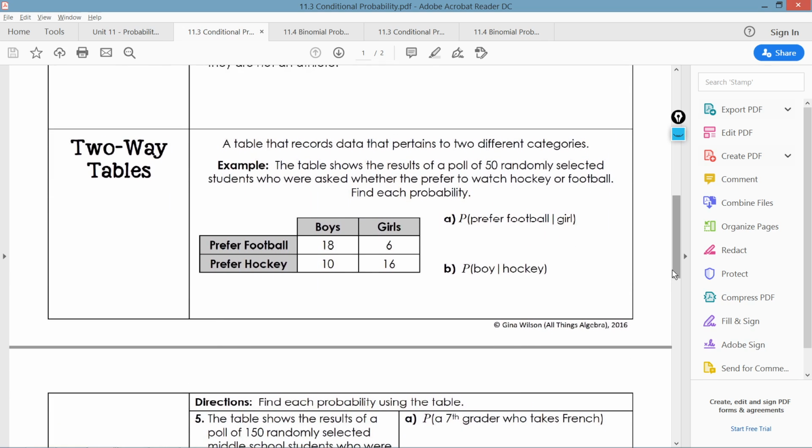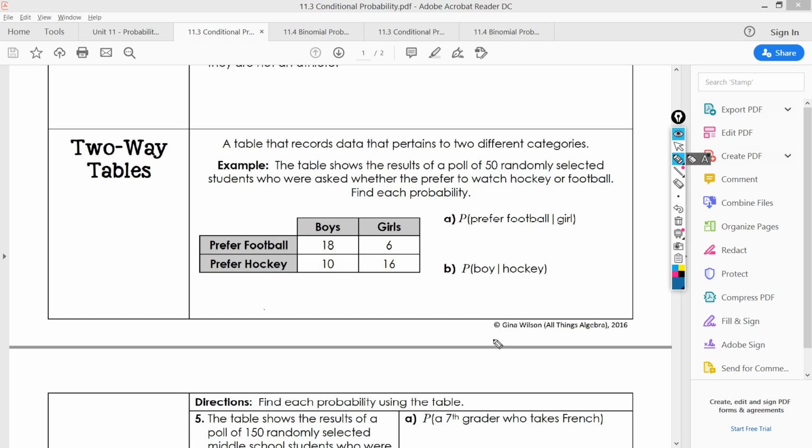Let's look at tables. Tables are where this is really useful, okay? We have two things: boys and girls, and football and hockey. First of all, how many are there all together? 16 plus 6 is 22, plus 10 is 32, plus 10 more is 42, plus 8 more is 50. Oops, it actually said 50 up here, so I didn't have to do that math. So there are 50 total, right?